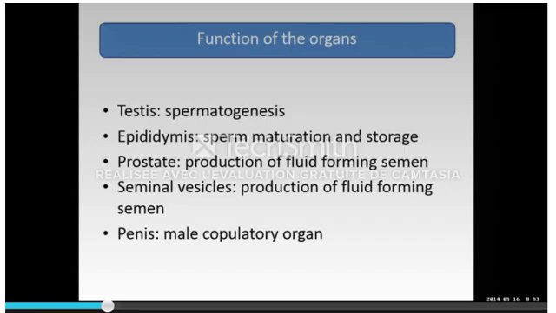Prostate and seminal vesicles are responsible for producing the fluid forming semen. Testes don't produce fluid or hardly no fluid. The volume of the sperm, of the ejaculate, is originating from prostate and mainly seminal vesicles.